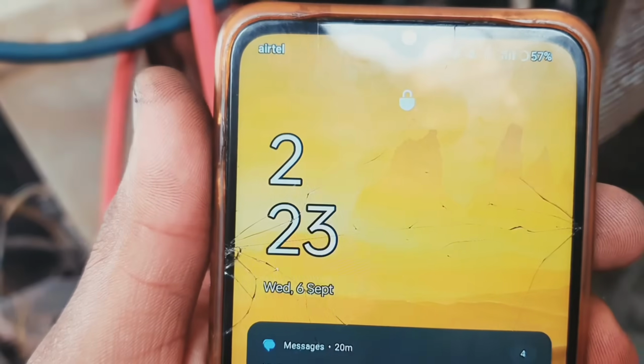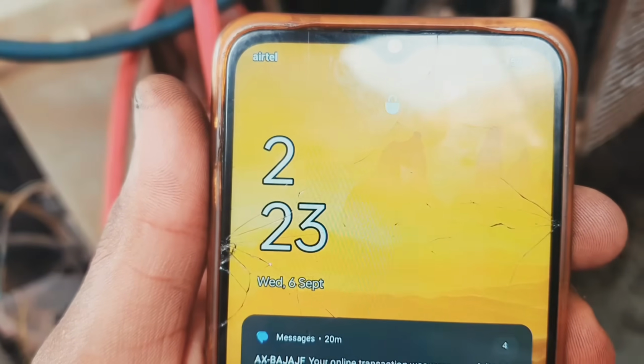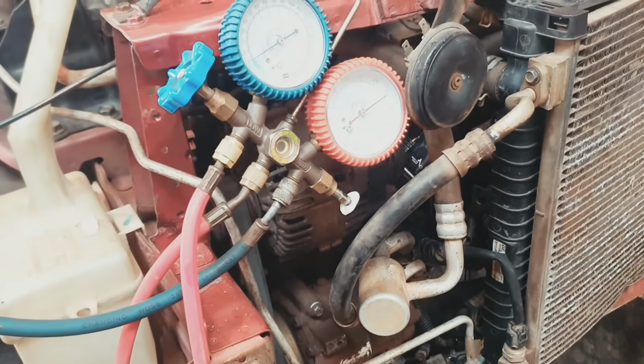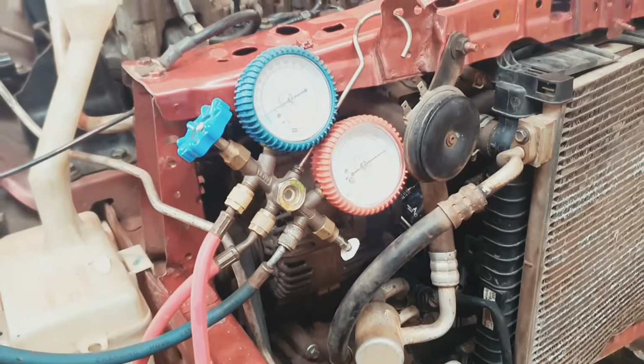Please excuse my broken phone. It is very broken. This is my workshop phone.